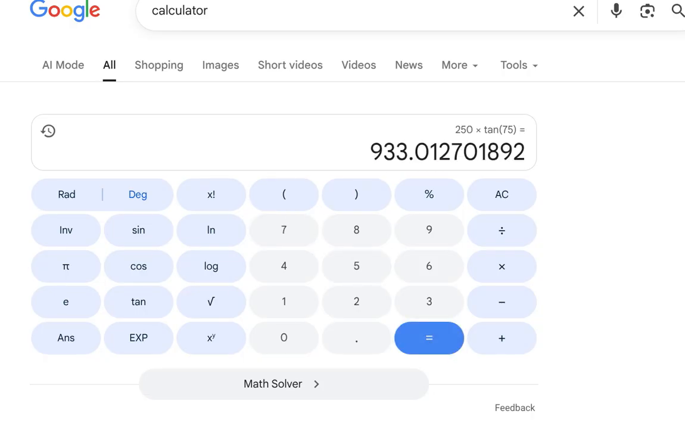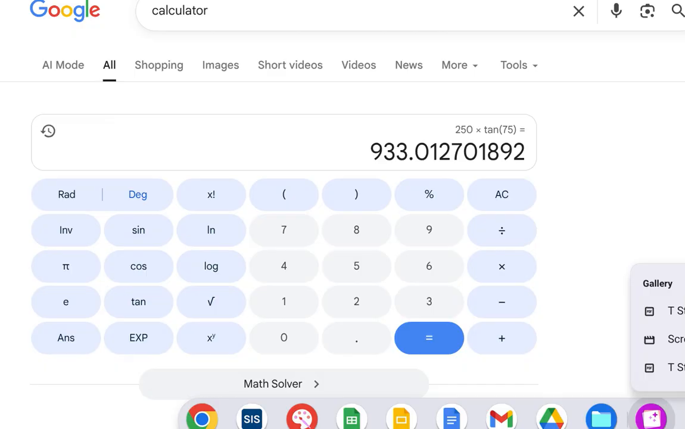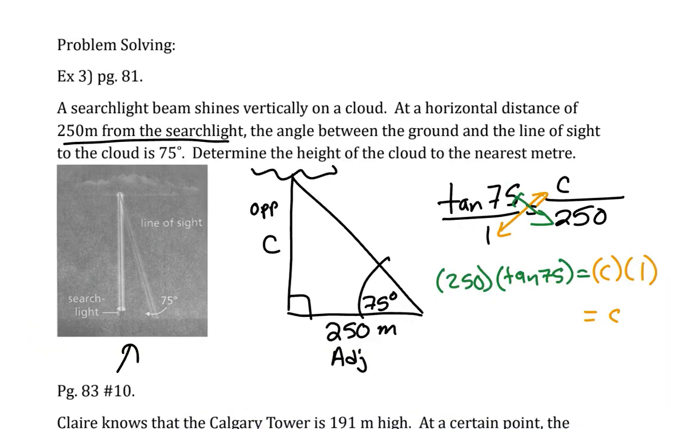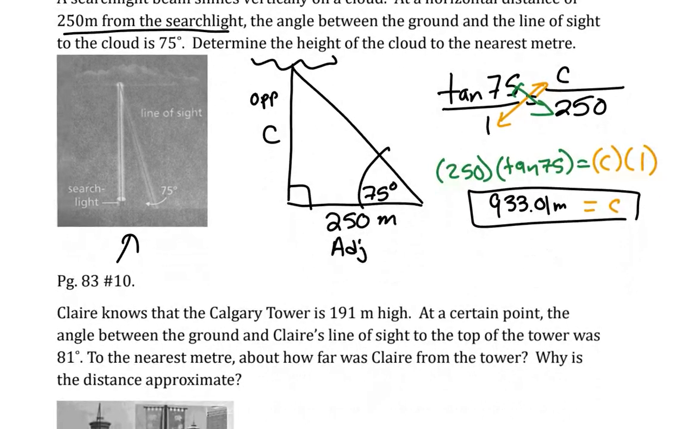It is 933.01 meters. So 933.01 meters. I'm going to put a box around it because I like getting marks for my teacher.